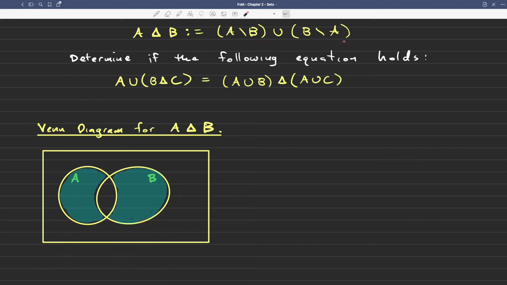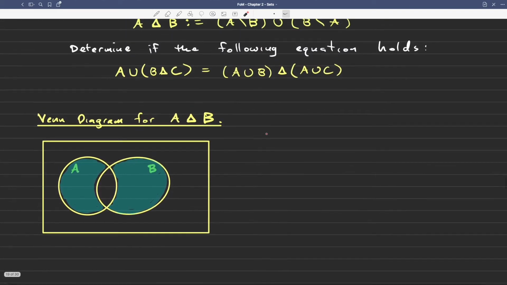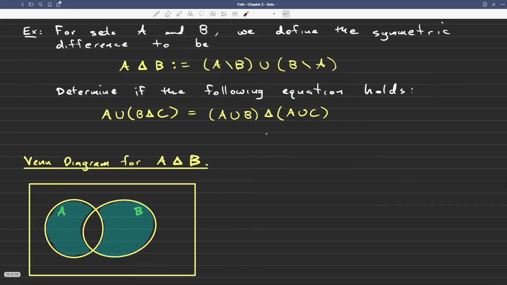So what I have shaded here is the Venn diagram for the symmetric difference. Okay, so now maybe we can make a Venn diagram. If I want to test whether this relationship is true, what I can do is make a Venn diagram for each side of the equation. And if those Venn diagrams match, that tells me that those two sets are probably actually equal, and then I can prove it using methods of proof that I know.